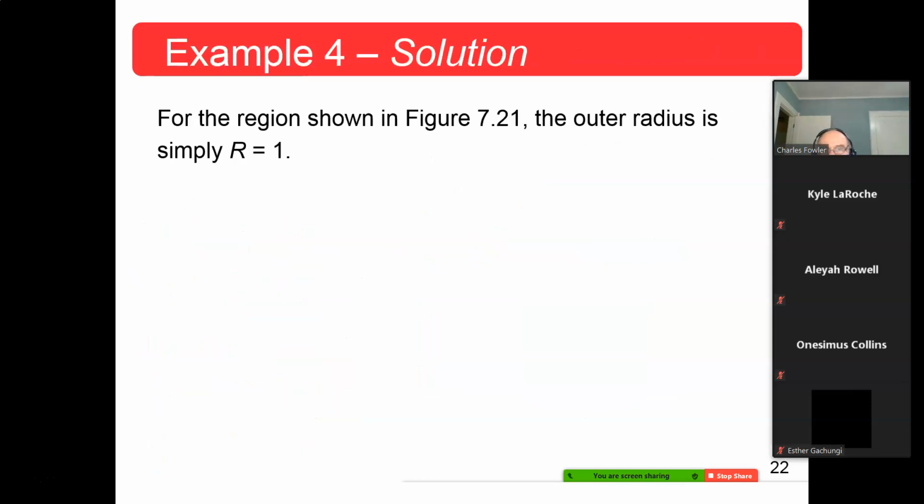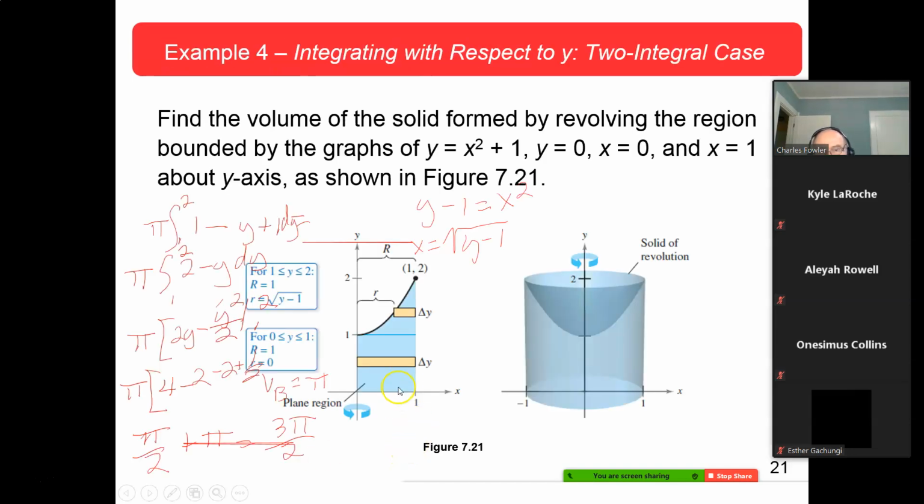For the region shown, the outer radius is simply r equal 1. And that's what we saw here. Outer radius, r is equal to 1. You're going from here to here. Outer radius is 1, all the way up and down.